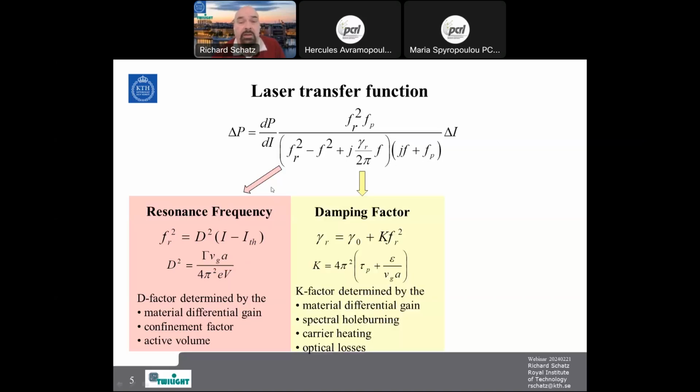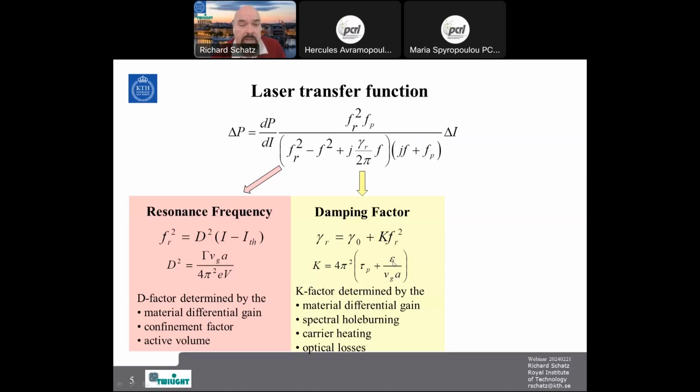Then there is another term which gives the damping of the resonance frequency, and that can also limit the bandwidth. You want the damping factor to be neither too small nor too large. Physically, it's also given by the differential gain. If you have a large differential gain, this K factor, how much the damping increases with the resonance frequency squared, then decreases.